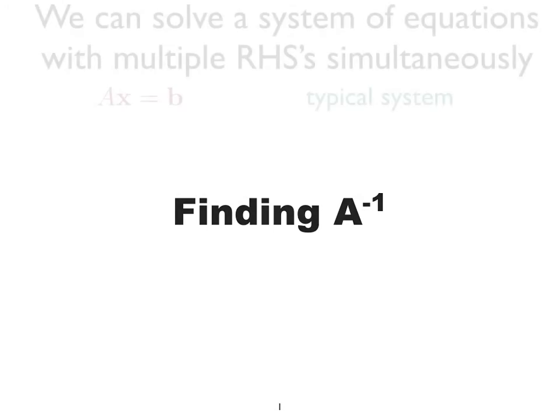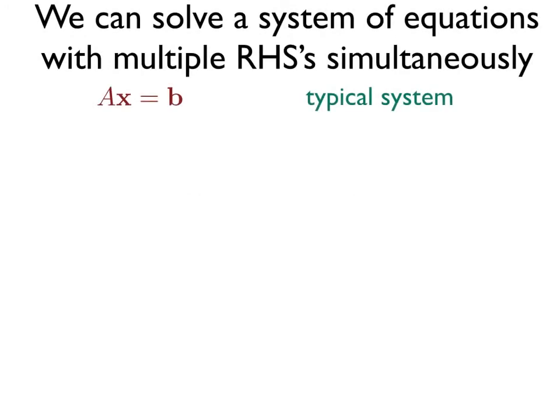Alright, in this video we'd like to come up with a methodology for finding A inverse. So let's consider some structures. We could certainly solve a system of equations with multiple right-hand sides simultaneously. So let's think about what it looks like for one right-hand side. We would have something that looks like A times a vector x, which is the unknowns, is equal to B, which is the right-hand side of our system.